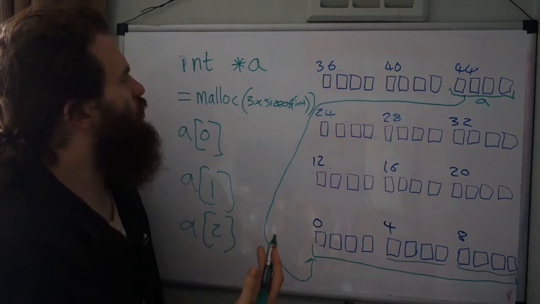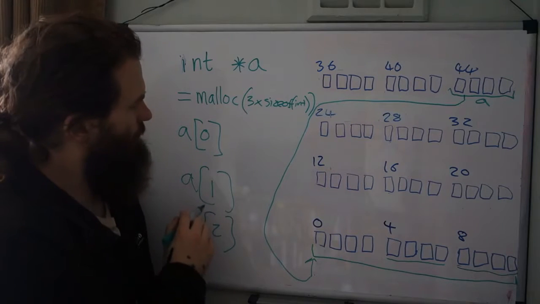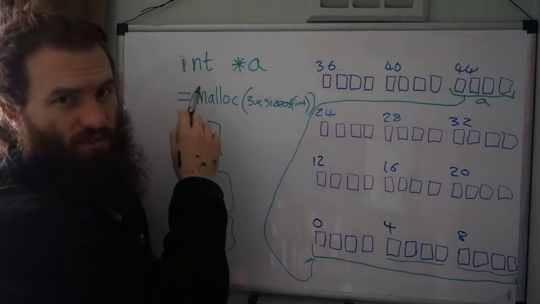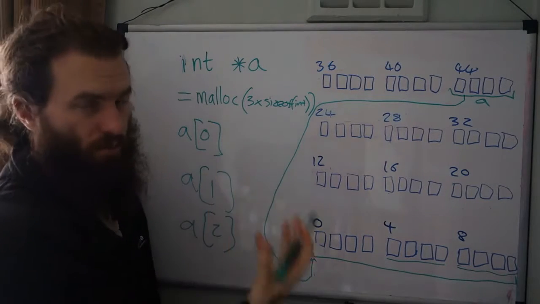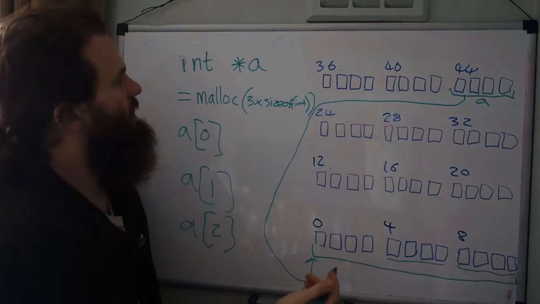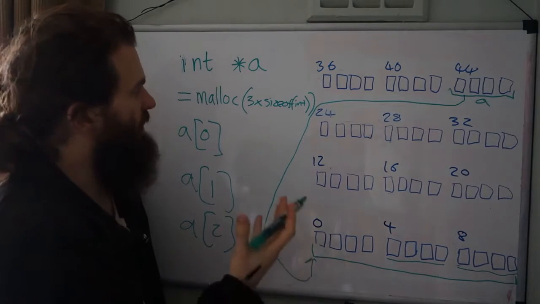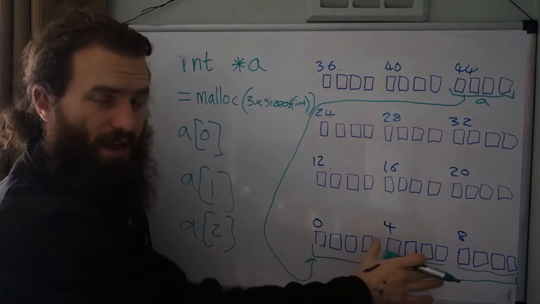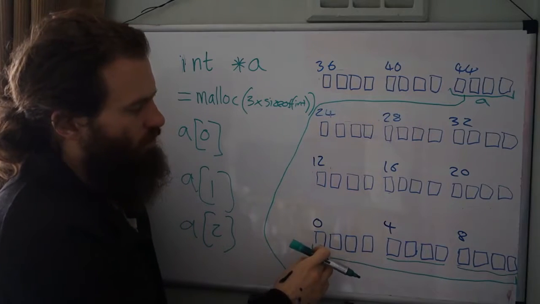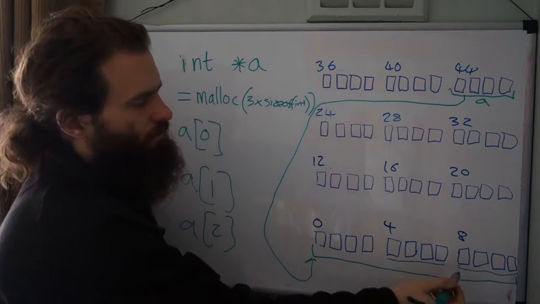The array operator takes the index and multiplies it by the size of the type of the pointer. The type of this pointer is an integer pointer, so it multiplies it by the size of an int. If this was something else, like a long, which would be 8 bytes, then index 0 would still be here, but index 1 would start here at 8 bytes.